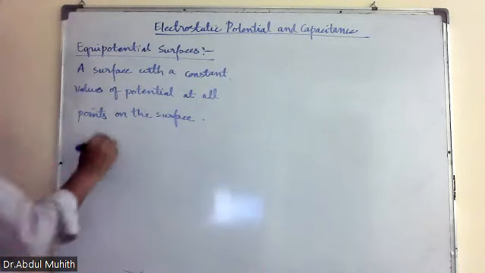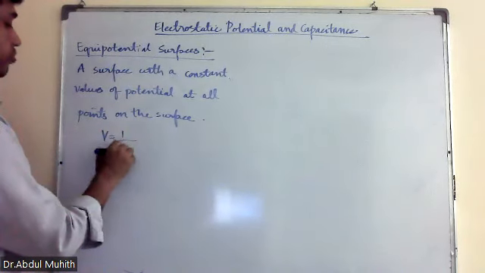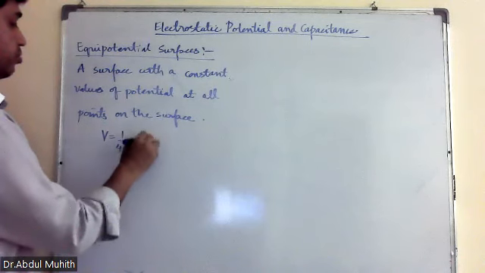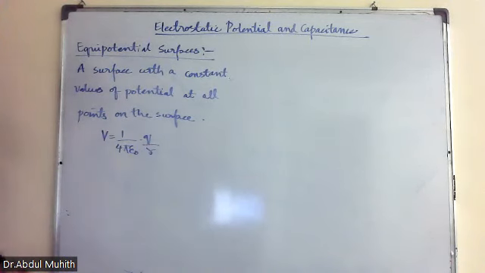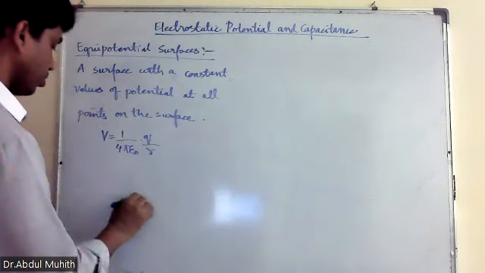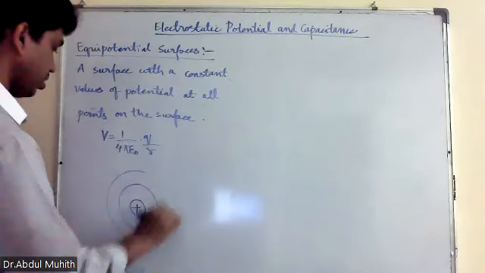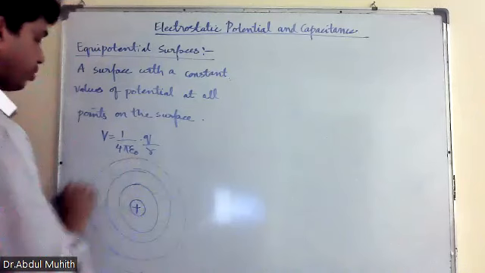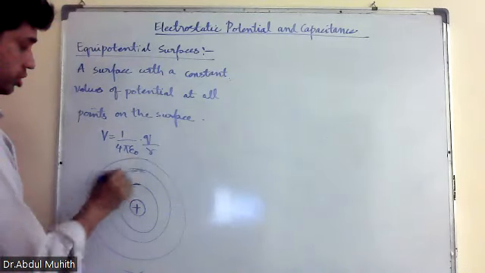The formula is V is equal to 1 by 4 pi epsilon 0 into Q by R. This is the formula. And what is the meaning of this? Suppose there is a charge Q. Now what happens? This is the potential. These are the potential surfaces, equipotential surfaces.